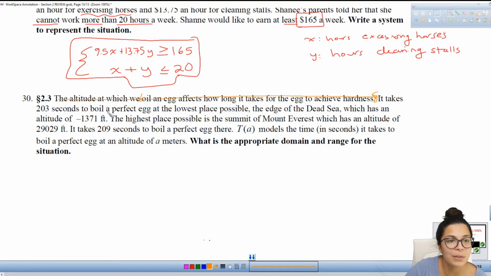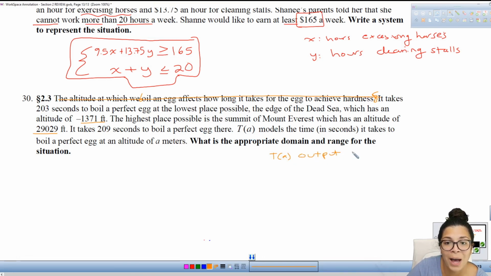It takes 203 seconds to boil a perfect egg at the lowest place possible, the edge of the Dead Sea, which has an altitude of, boom, right there. The highest place possible is the summit, Mount Everest, which has an altitude of, boom, right there. And it takes 209 to boil the perfect egg there. So T of A models the time in seconds. So T of A, which is the output, correct?